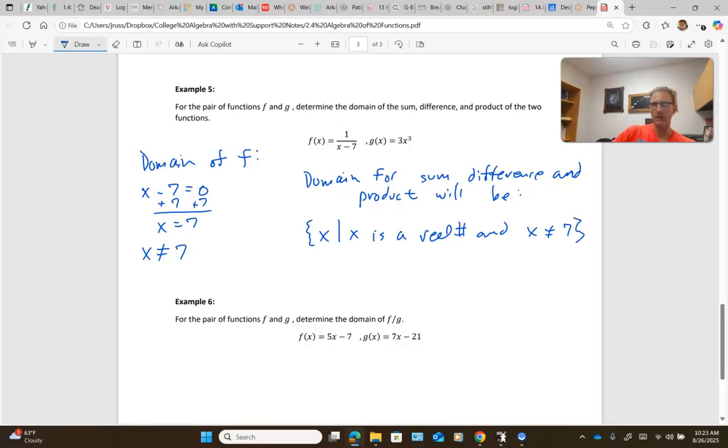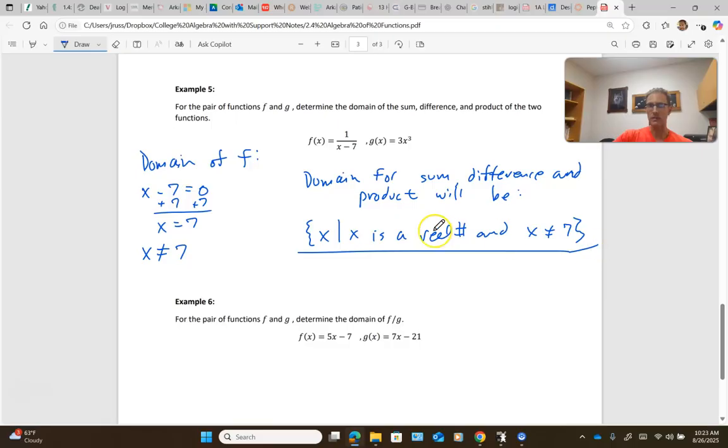So when one of your two functions is rational, you're going to have a restriction. If we were to add these two functions together or subtract them or multiply them together, we would get a new function, and this would be the domain of that new function. That's what this question is basically asking us. That new function could take any real number except for 7. 7 would make it undefined.